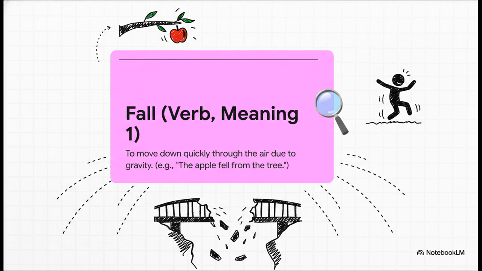So let's start with the most obvious, the most physical meaning of the word. This is fall at its most literal. Think about an apple dropping from a tree or when you trip on the sidewalk. It's all about that undeniable pull of gravity. It's something we all get, a totally universal experience.